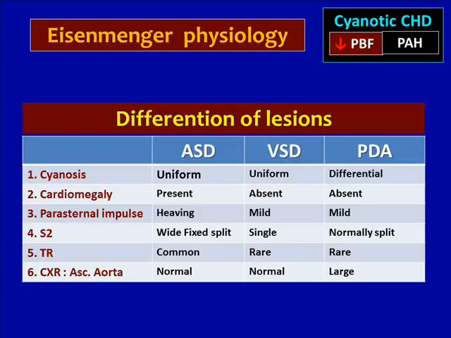The S2 is single in VSD, whereas it is normally split in PDA. All have pulmonary hypertension with right to left shunt. Now TR is common in ASD with PAH. Chest X-ray would show a large ascending aorta in PDA with pulmonary artery hypertension.